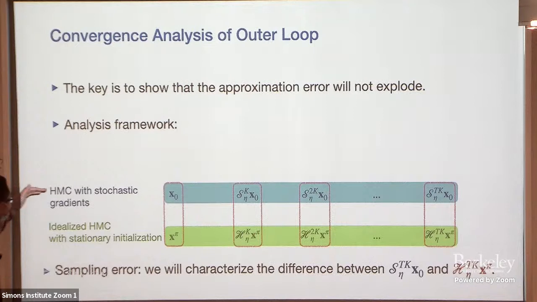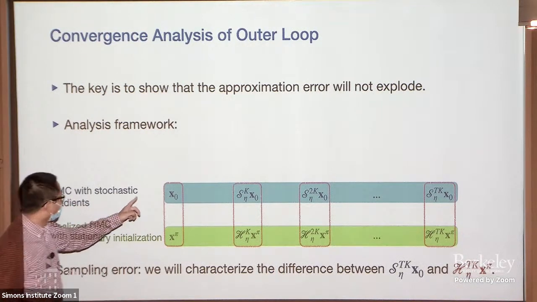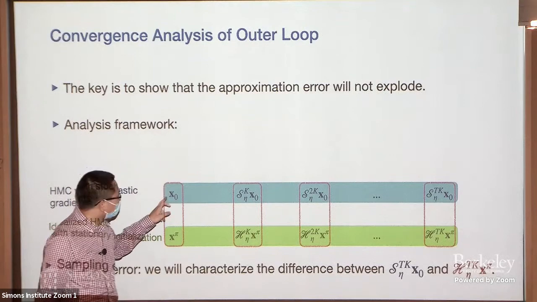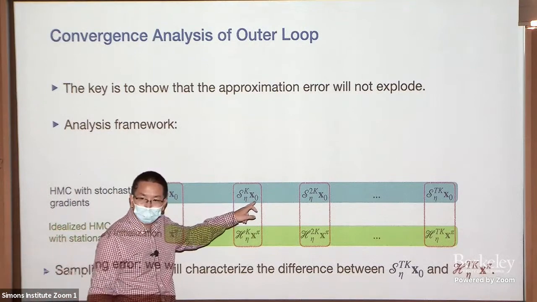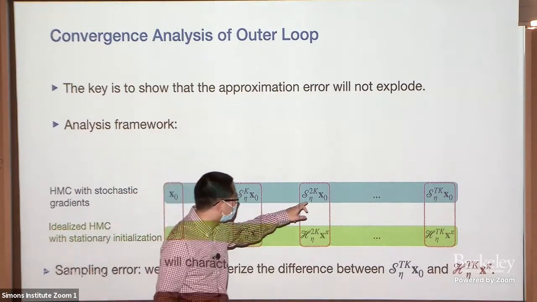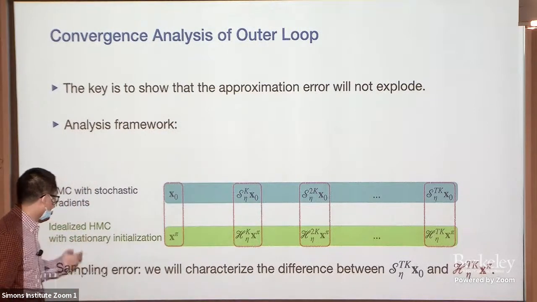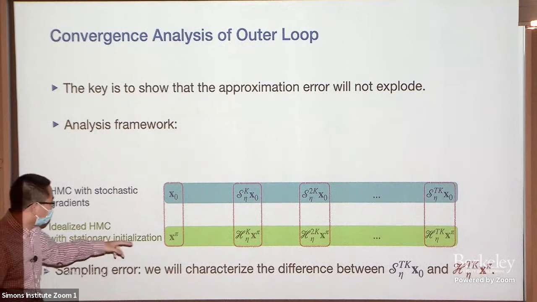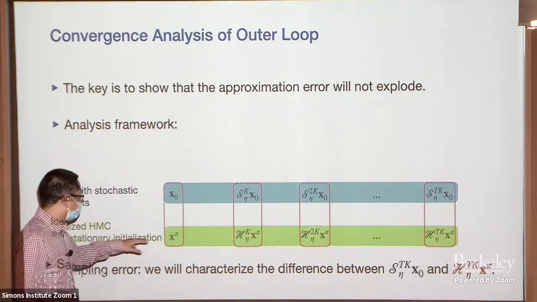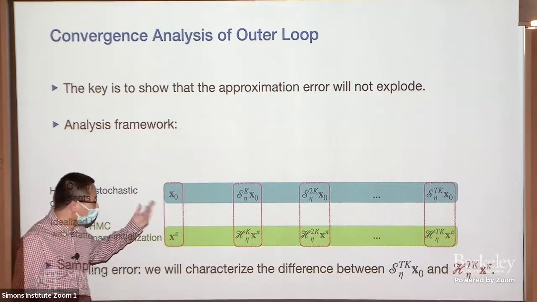So we basically consider these two Markov chains, and we are doing some kind of coupling. Each element in this HMC with stochastic gradient Markov chain is just the initial sample, the sample after the first inner loop, the sample after the second inner loop. So this is the first chain, and the other chain is just the idealized HMC. Every time you initialize it from a sample from the target distribution.